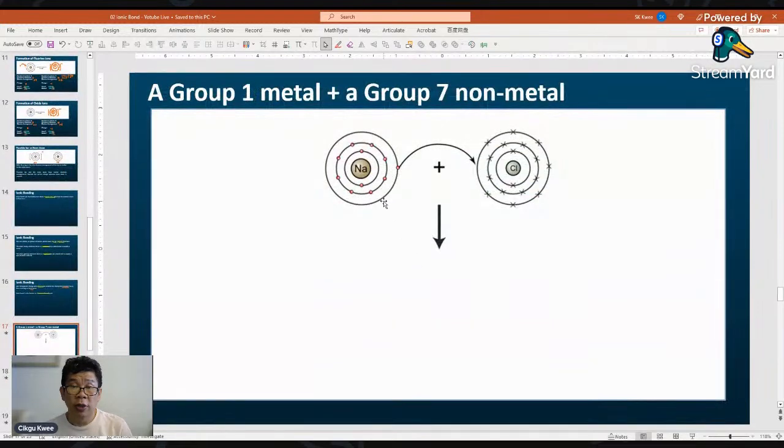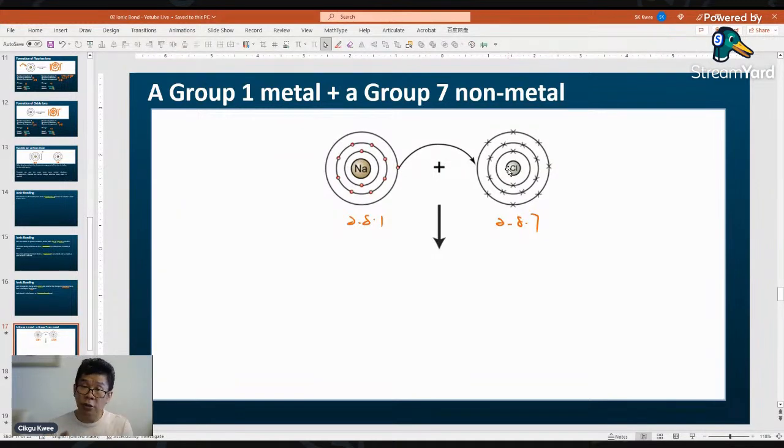So let's see this example. We have a sodium atom and a chlorine atom. The electron arrangement for sodium is 2, 8, 1, not octet, not stable. For chlorine it is 2, 8, 7, so it's also not stable. When they meet each other, sodium says, hey, you lack one electron. I have one extra electron. I don't like this electron, so how about I give it to you? And chlorine says, yes, of course, because I'm short of one electron to become stable. I will be happy to accept your electron.